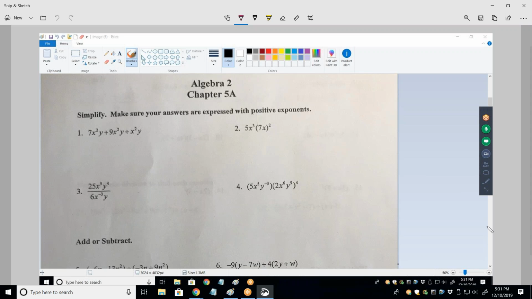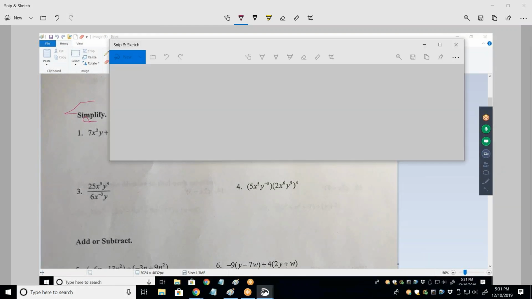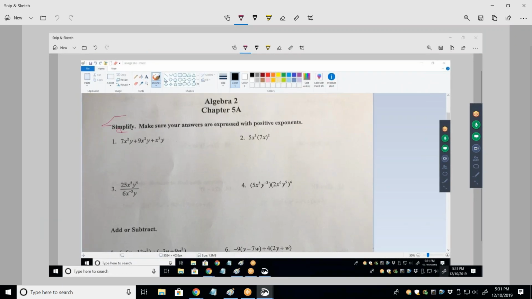You can only add and subtract like terms. So what are the like terms? 7x squared y plus 9x squared y. Yeah, it's the x squared y. In other words, if I circle all the like terms, circle that one, that one, and that one.